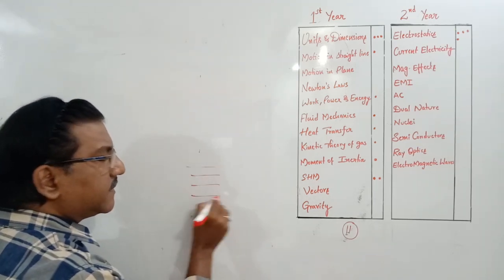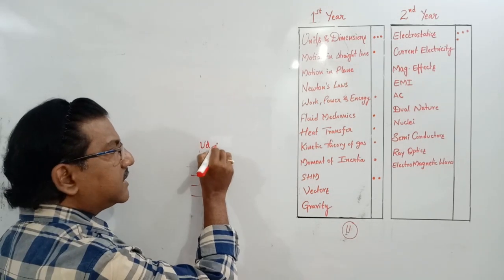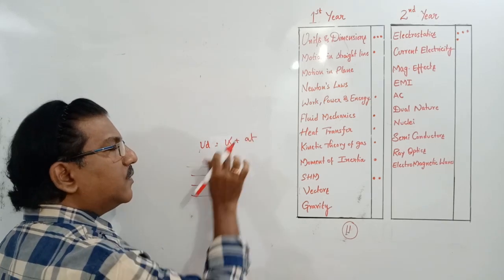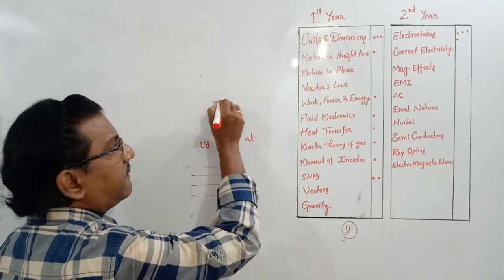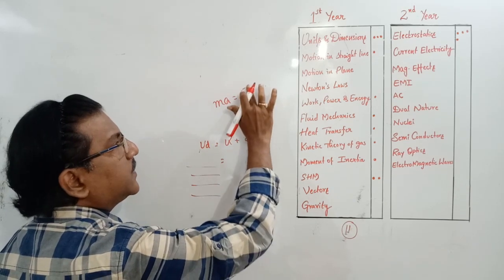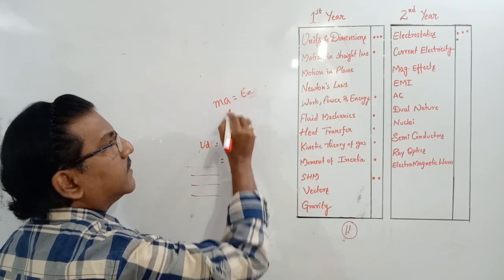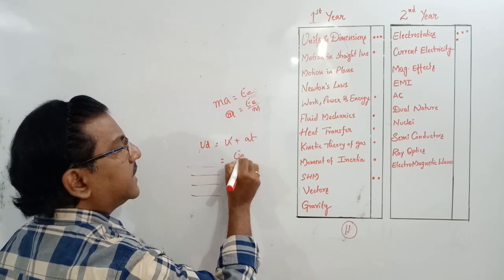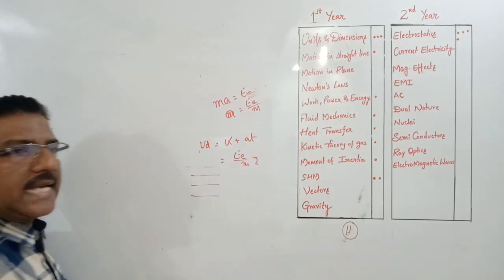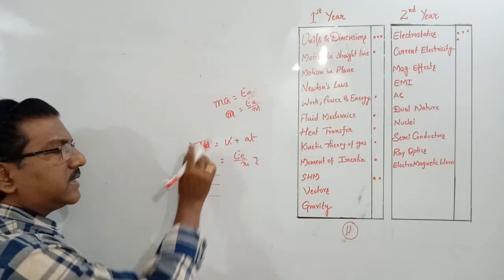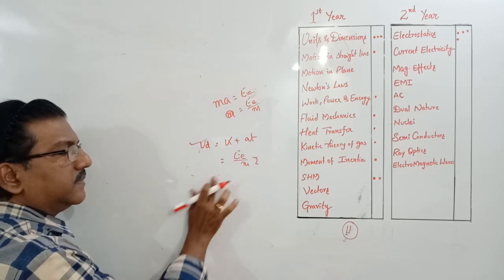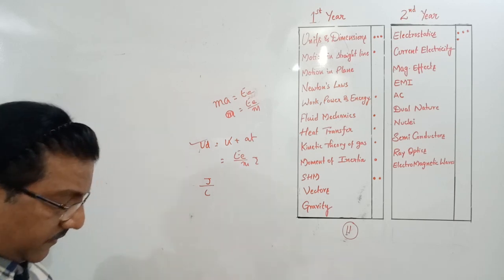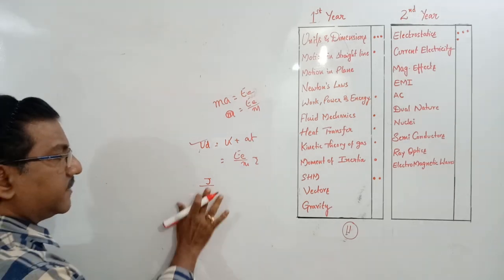4 options are given. Drift velocity. Velocity is V is equal to U plus AT, U is 0. What is A? Acceleration. F is equal to MA is equal to EQ, charged body. And acceleration is equal to eE by m, times tau, relaxation time. First, it guides you. Next, electric resistivity, E by J.